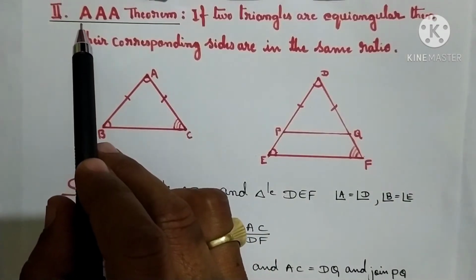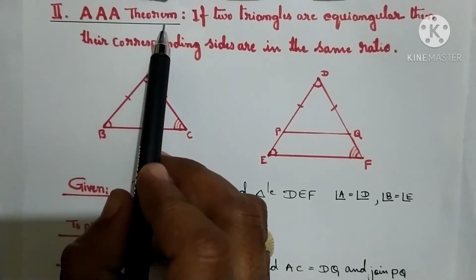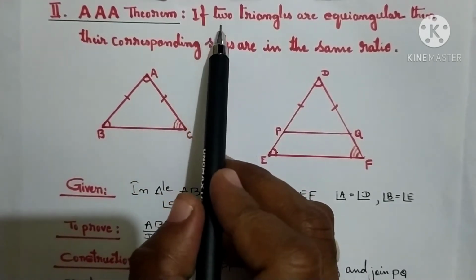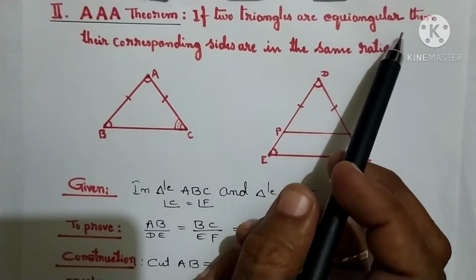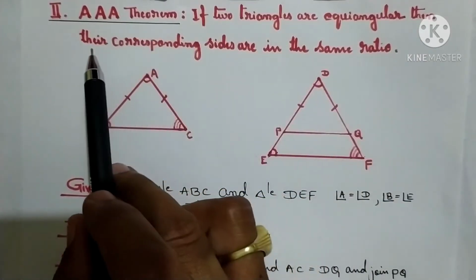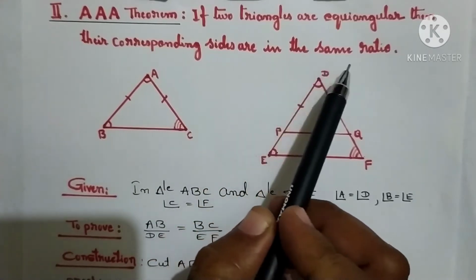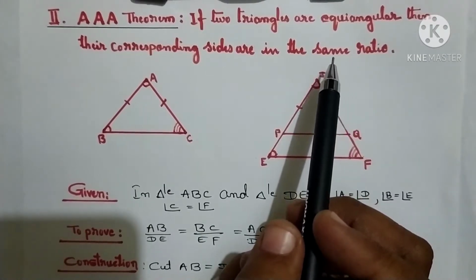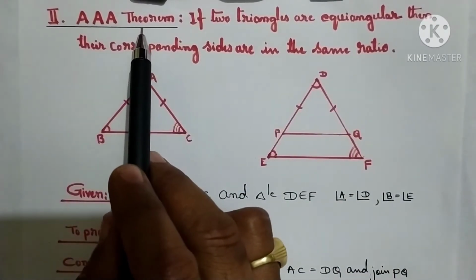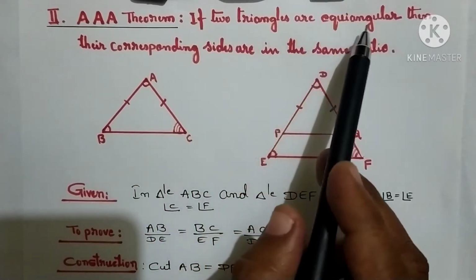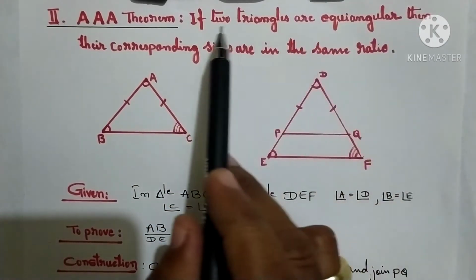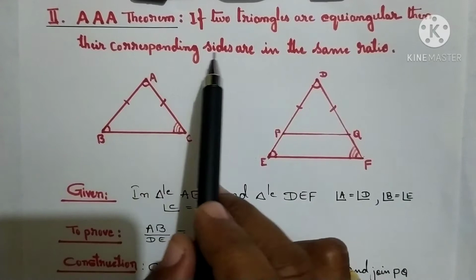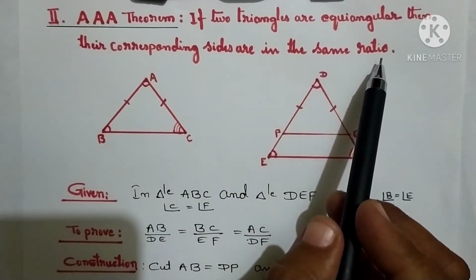Theorem 2, the AA theorem. If two triangles are equiangular, then their corresponding sides are in the same ratio. What does it tell here? Theorem number 2, the AA theorem. If two triangles are equiangular, then their corresponding sides are in the same ratio.